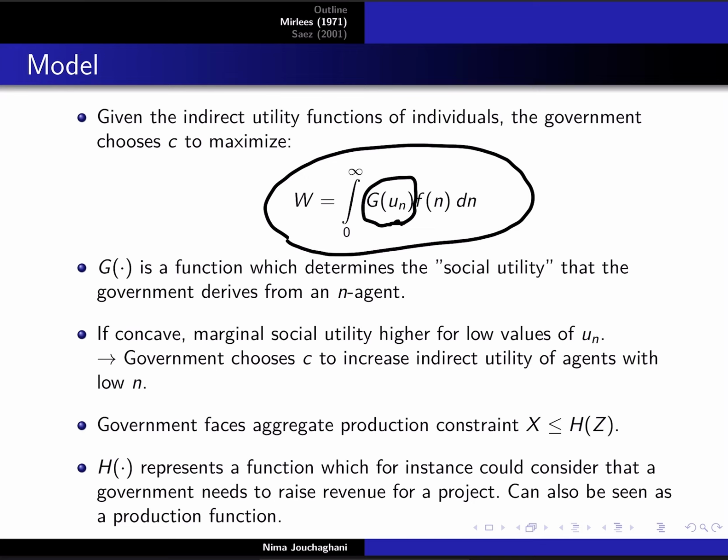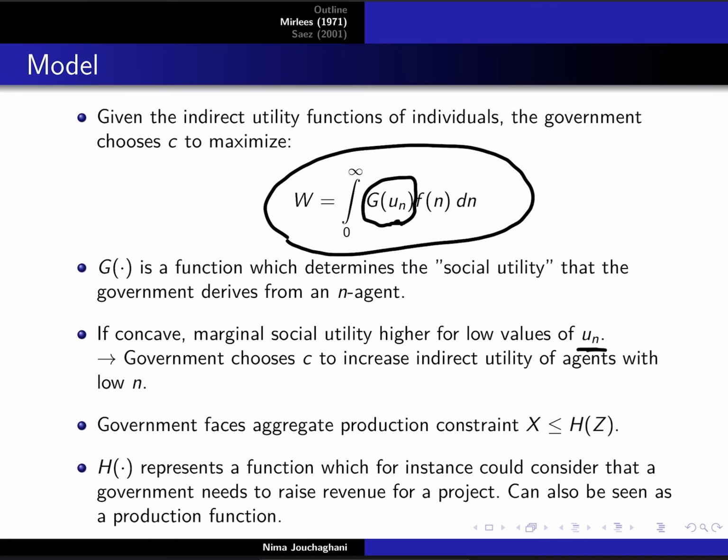Yes, so it gives the government the tools to think about either efficiency or equality and all these kinds of things. So G basically can determine the goal that a government has with respect to equality. So for instance, if this G function is strongly concave, so strictly concave, a very strict concave function, this means that the marginal social utility is much higher for low values of UN compared to high values, because it's a strictly concave function.